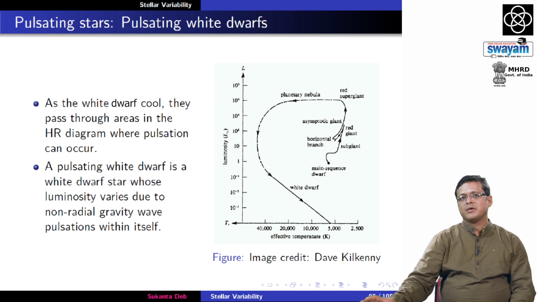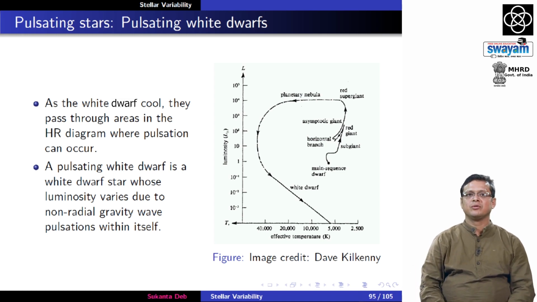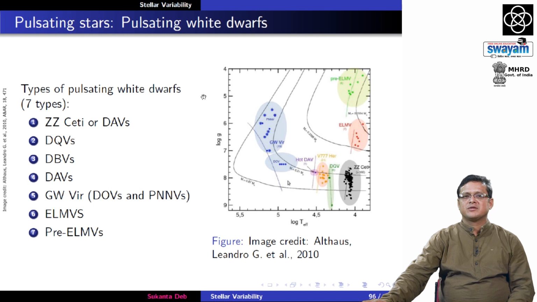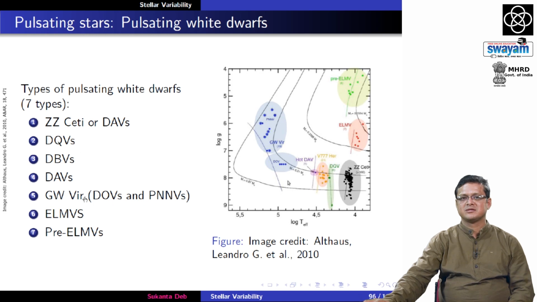Now, we also have pulsating stars like pulsating white dwarfs. As white dwarfs cool, they pass through areas in the HR diagram where pulsation can occur. A pulsating white dwarf is a white dwarf whose luminosity varies due to non-radial gravity wave pulsation within itself. So, because of the evolution, when the star evolved from the red giant, this is known as the planetary nebula track, and the star pulsates when it passes through this track. Pulsating white dwarfs are classified into 7 classes: ZZ or DAVs, DQVs, DBVs, GWVs, ELMVs, and pre-ELMVs. We will be discussing ZZ stars or DAV stars.